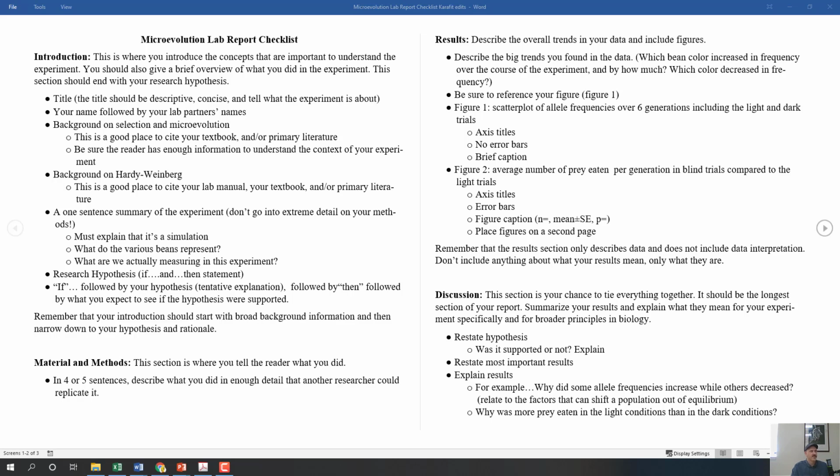So, microevolution lab report checklist. Let me start here. First, you'll start with a clear and concise title, something that tells the reader what the experiment is about. So don't call it Bean Lab, right? You want to give it a clear title. This is a lab report about natural selection. That is the theme of the report, natural selection and evolution. So you want to make that clear in the title. You should have your name followed by your lab partner's names, and often you might include your instructor's name there as well.